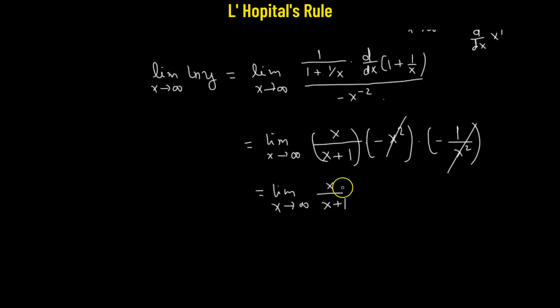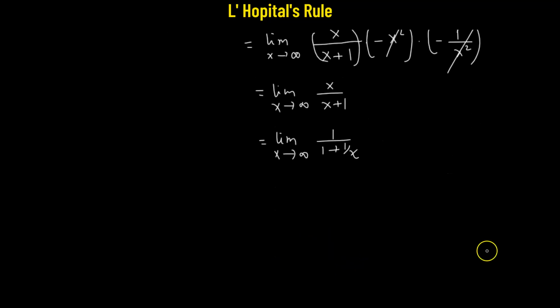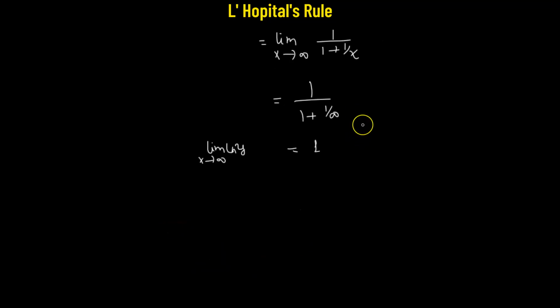Now we divide both the numerator and the denominator by x. This leaves us with 1 divided by (1 + 1/x). When we take the limit, this is simply 1 divided by 1 plus 1 over an extremely large number, which goes to 0. So the limiting value is 1. But this is not y, this is natural log of y. Fine, that's what we are working with.